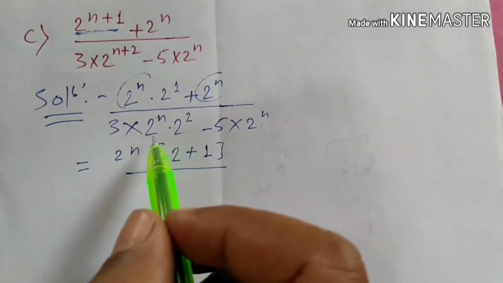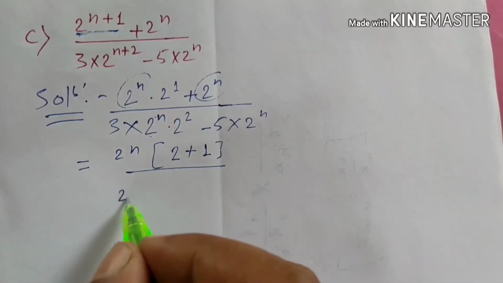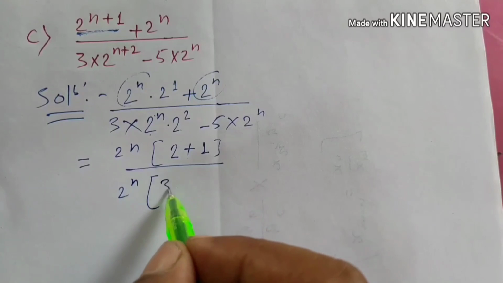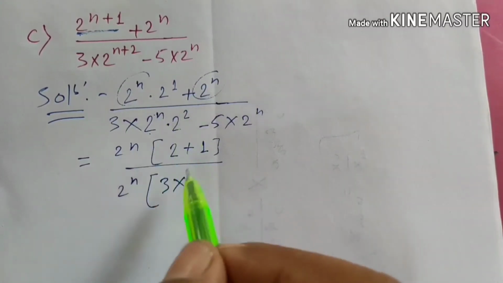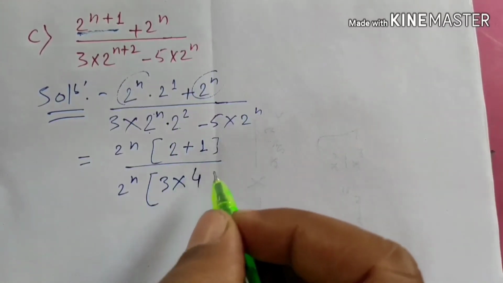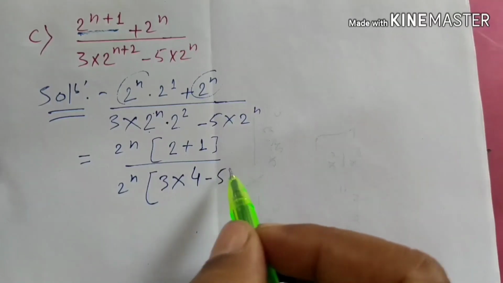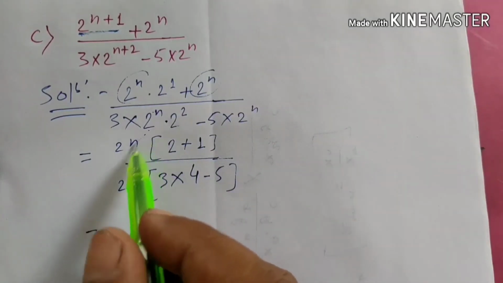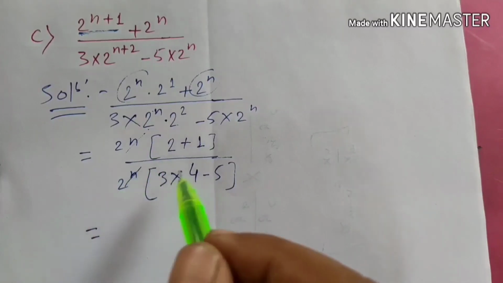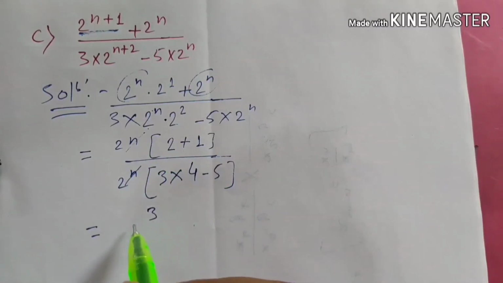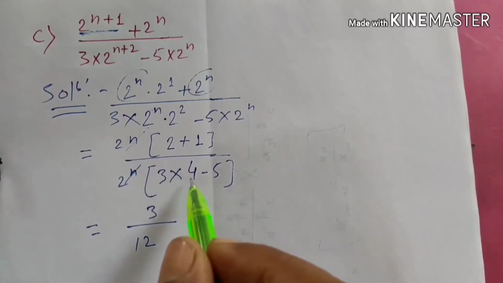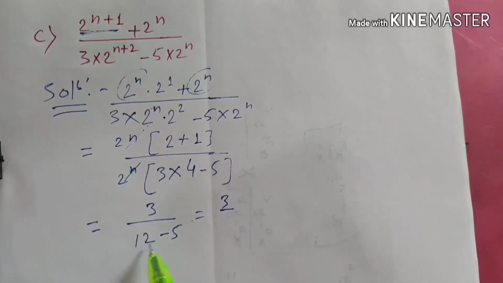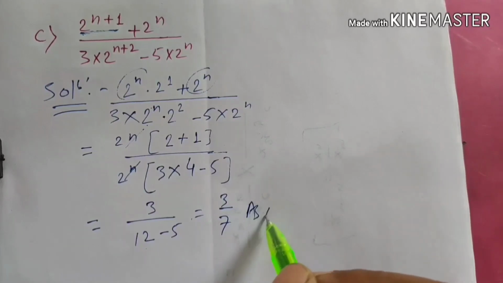And now here again 2 power n can be taken as common in the denominator, and this 3 is multiplied by 2 power 2, meaning 2 twos are 4, minus 5. This can be written with 2 power n cancelling out each other, and 2 plus 1 means 3, over 4 times 3 is 12, minus 5. So 3 over 12 minus 5 is 3 over 7, which is our required answer.